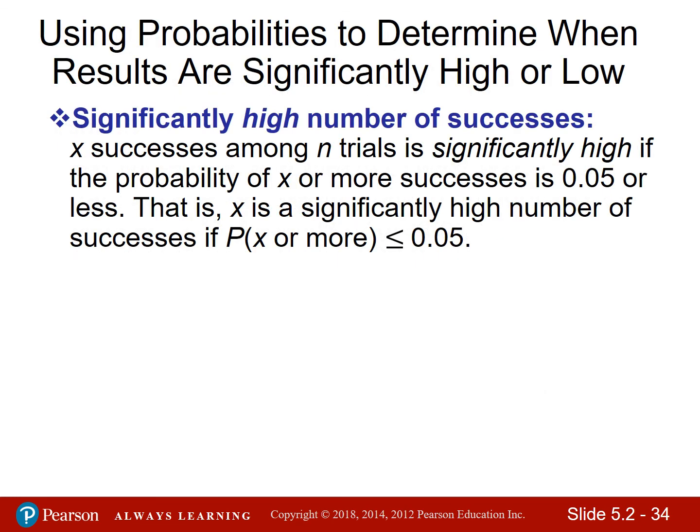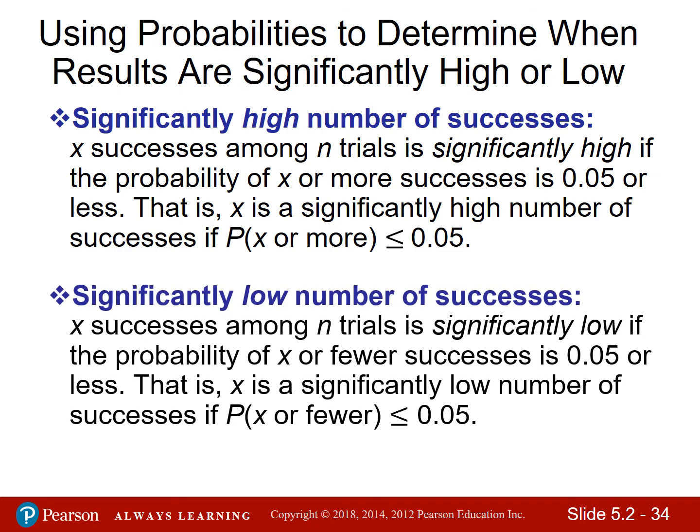Now we can also use probability to determine whether results are significantly high or low. So P of X or more, we mentioned this earlier, P of X or greater. X is the random variable, the number of successes among n trials, and it is significantly high if the probability of X or more successes is 0.05 or less. So for a high number, it has to be X or more. A low number will be X or fewer, 0.05 or less.